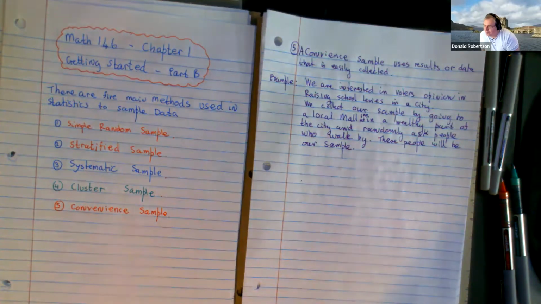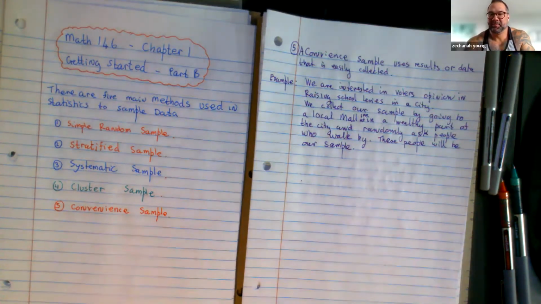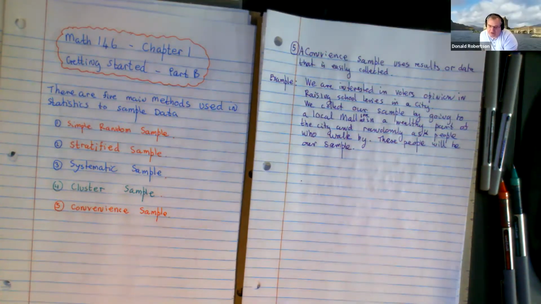So all sorts of people are never going to be asked, or very few of them are going to be asked. Can you see then that your data could be quite heavily skewed to whatever kind of people go to that mall at that particular time of day? And they may not be a good reflection of all the population that you're interested in. Yet convenience samples are used far too often.